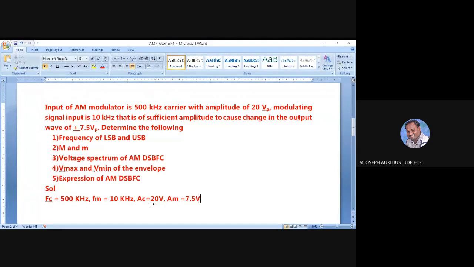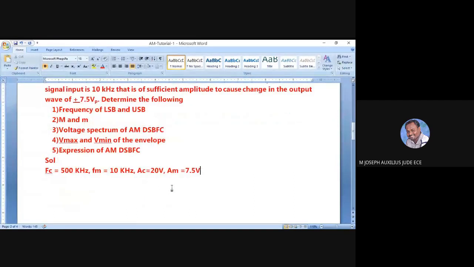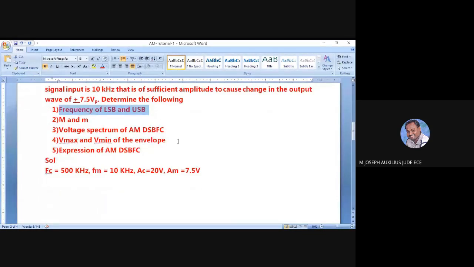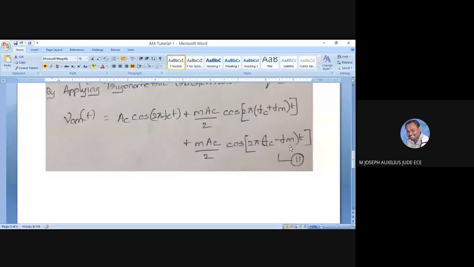Shall I proceed with the solution? Okay, sir, you can proceed. Okay. So this is the problem they have given. So I'm just going to find out the first case. The first one is they are asked to determine the frequency of the lower sideband and the frequency of the upper sideband. From equation 11, what is the frequency of the lower sideband?